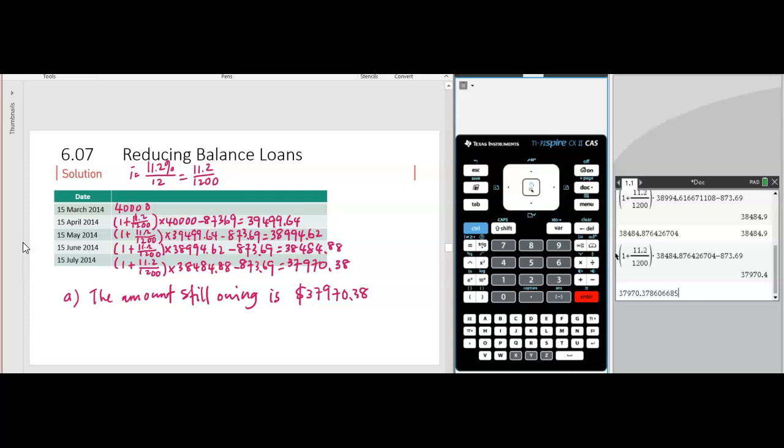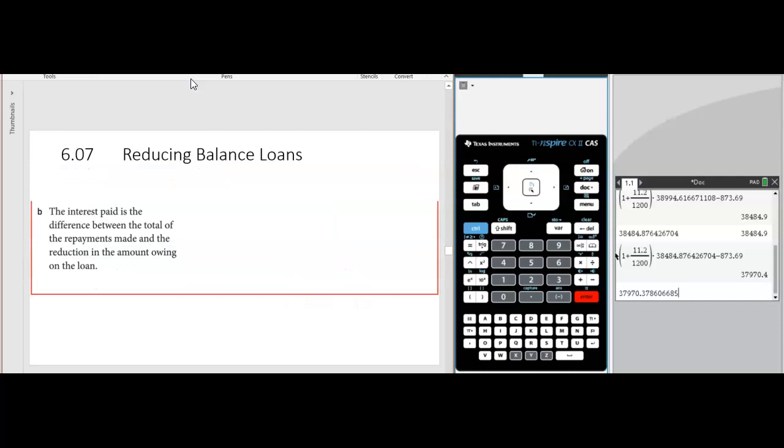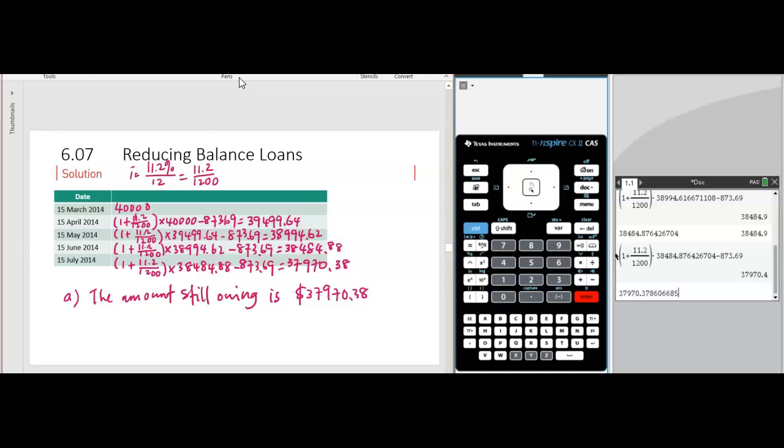37970.38. Okay, now let's look at the second part of the question. They ask you how much interest is charged during this period. That means from the period March till July. So for this, how much payment have you done? If you look at this, from 15 March till July, I have made altogether 1, 2, March, April, May, June, July payments of the monthly repayment.